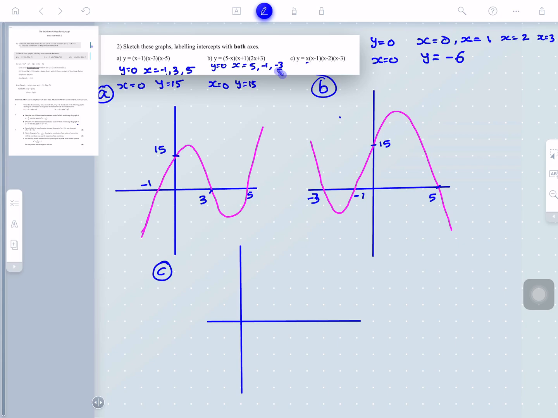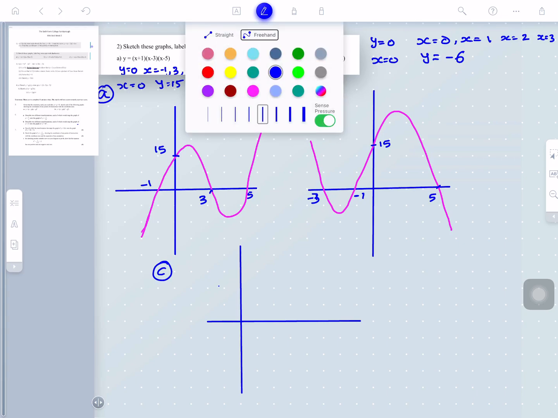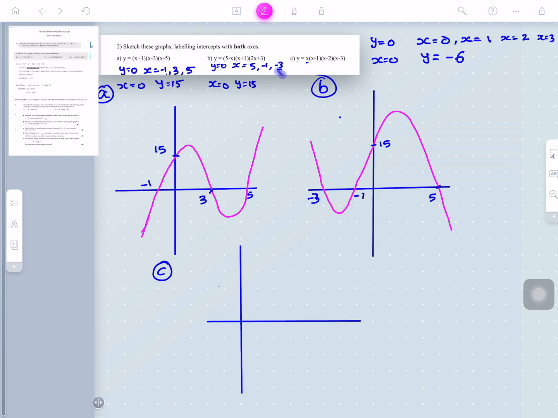Okay, so it's a quartic, so it will start from here. It's a positive quartic. So it starts from here, so it goes, sorry, y equals 0. What am I doing? When x equals 0, y equals 0. Silly me.